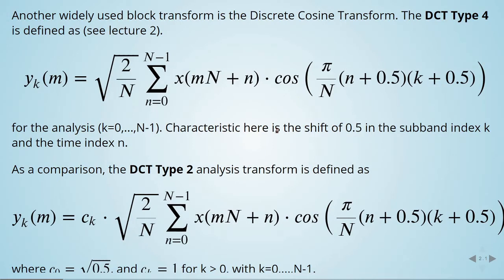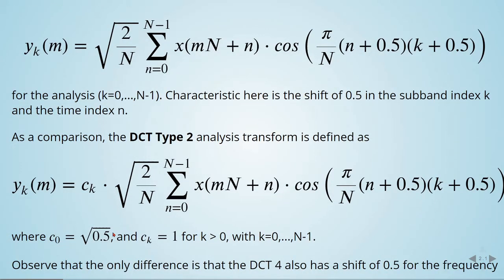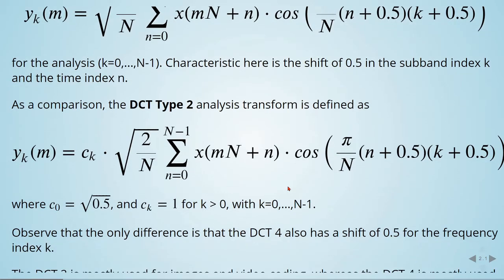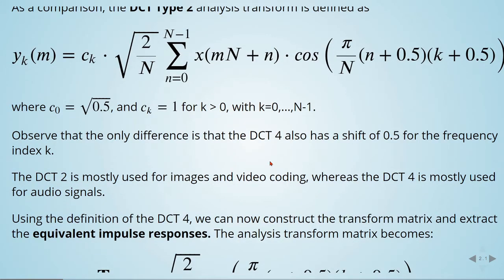If we compare it to the DCT type 2, we see that the DCT type 2 is defined by this equation here. The only difference we notice is the coefficient c_k, where c of 0 is the square root of 0.5 and c_k is equal to 1 for k greater than 0, for k going from 0 to N minus 1. So observe that the only difference is that the DCT4 also has a shift of 0.5 for the frequency index k. The DCT2 is mostly used for image and video coding, whereas the DCT4 is mostly used for audio signals.